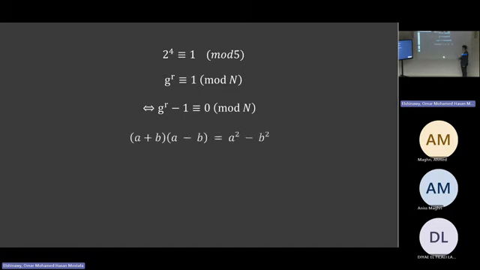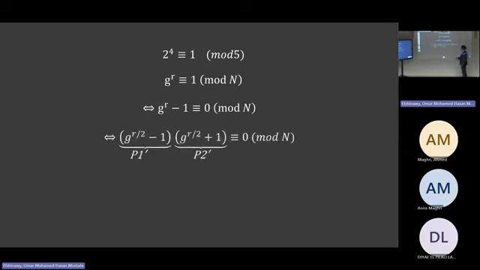Then, using our famous formula a plus b times a minus b is equal to a squared minus b squared, you could factor our previous expression. And we get g to the power r half minus 1 times g to the power r half plus 1 is equal to 0 modulo n. Take some time at the end of the presentation and look at the expression. Notice that we actually didn't find the numbers that we're searching for.